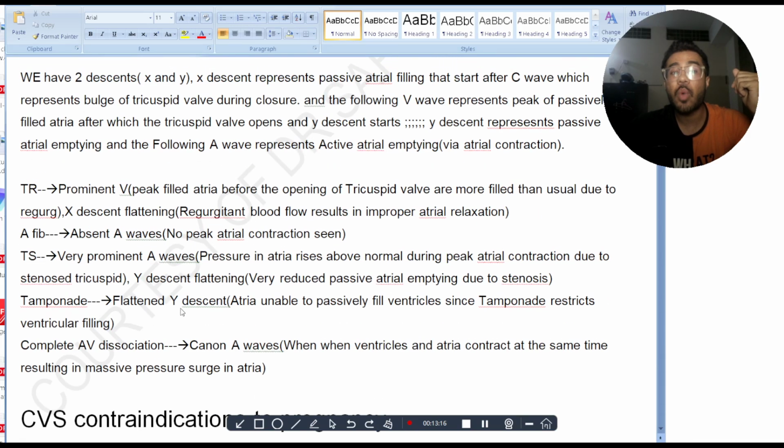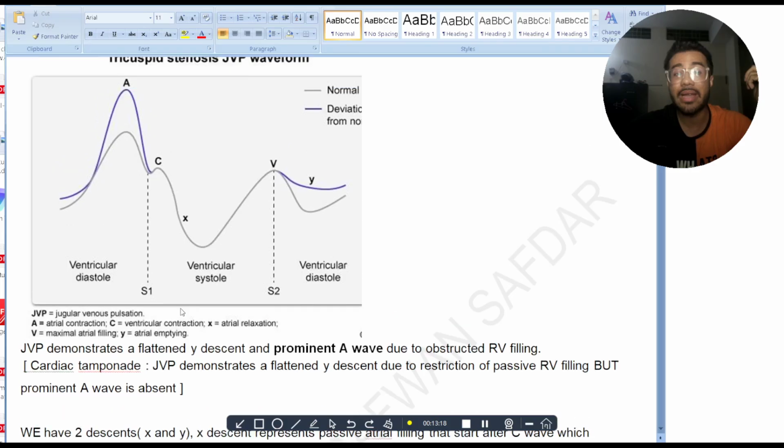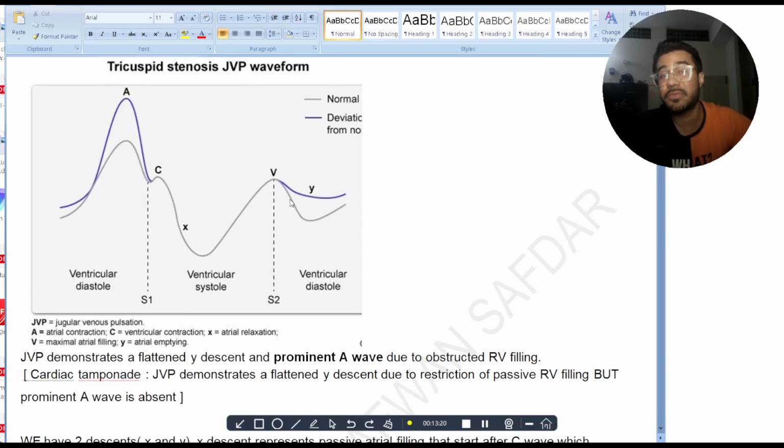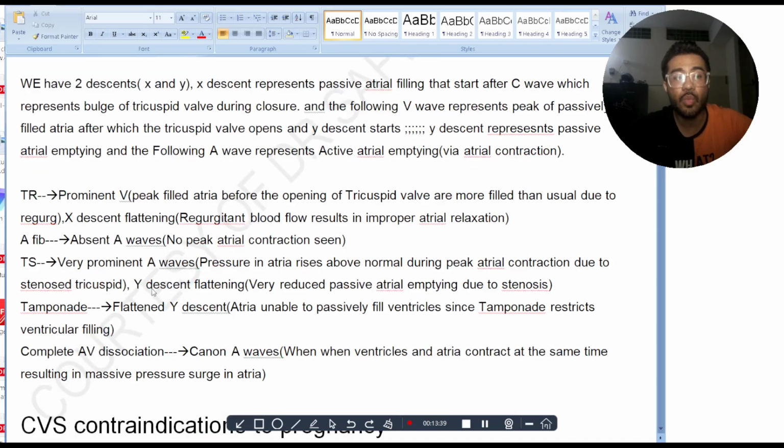Tamponade, flattened Y descent. Why does the Y descent flatten? First of all, Y descent represents the passive atrial emptying. What happens in tamponade? The ventricles are not able to accommodate the extra blood coming from the atria. So when the atria try to push the blood passively into the ventricles, they do not accommodate, and the pressure in the atria rises. So you would also get Y descent flattening when it comes to tamponade. Atria are unable to passively fill the ventricles since tamponade restricts ventricular filling.